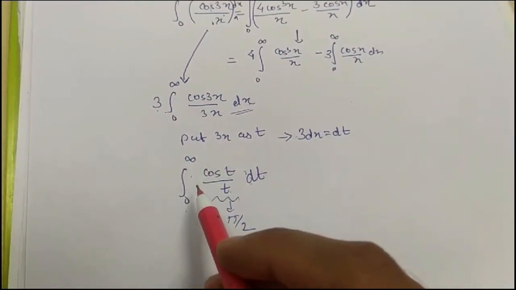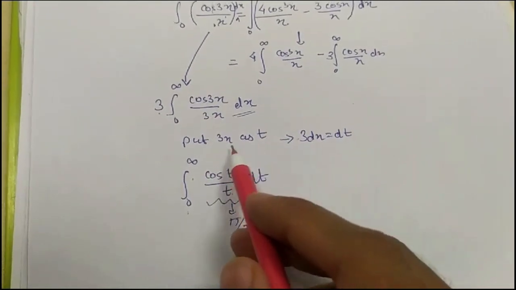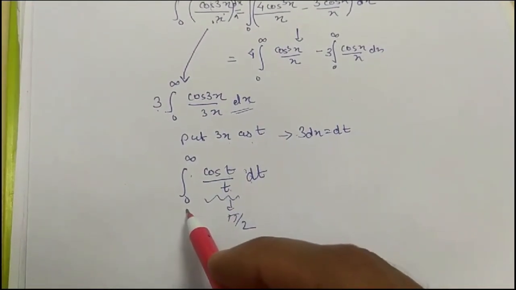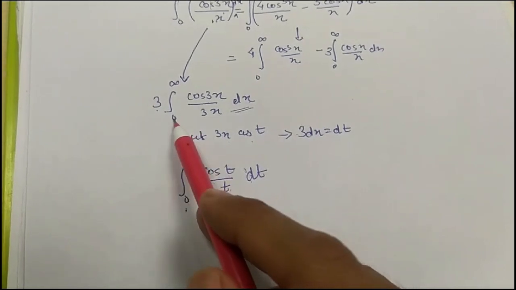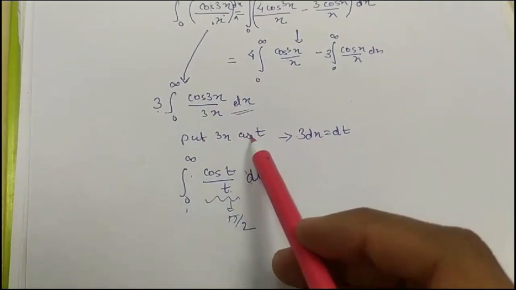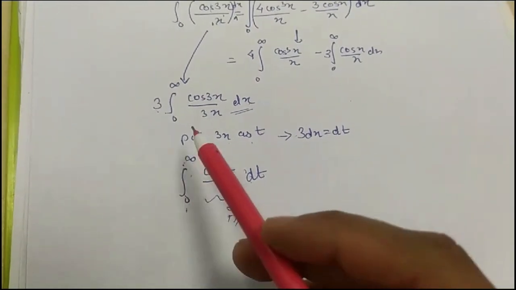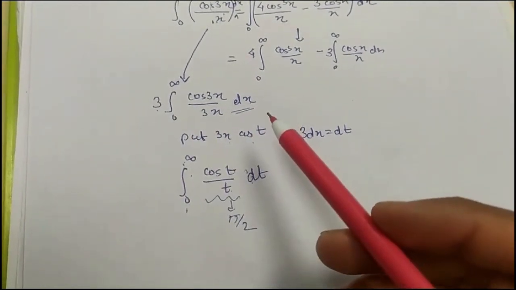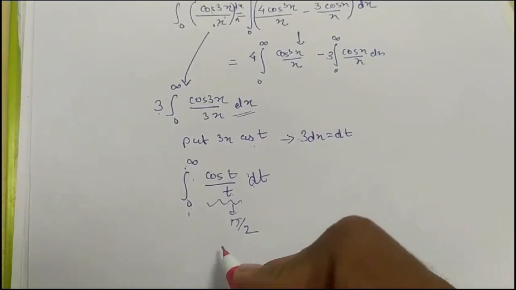One more thing to note: as we put x to 3x to t, the limits, like x is 0 here, so t would also be 0, and if x is infinity, then t would also be infinity, because 3 into infinity is itself infinity. So this becomes pi by 2.